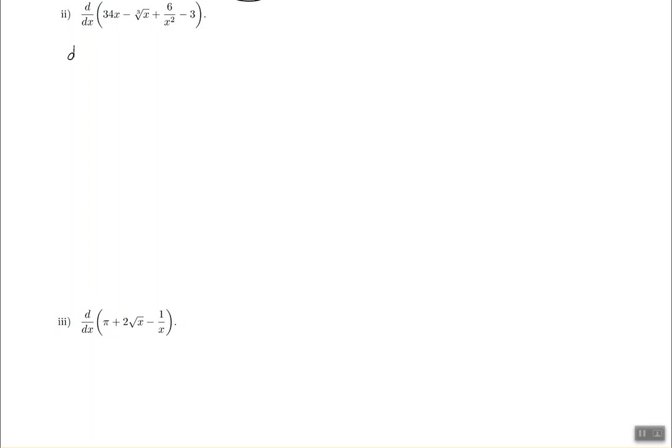It says derivative with respect to x, and we have a lot of terms. 34x minus the cube root of x plus the 6 over x squared, and then finally minus the 3. So again, I'm going to write down all the steps for this one, and ultimately I'm going to stop writing down the steps from this point on. But first of all, we are going to have 4 derivatives.